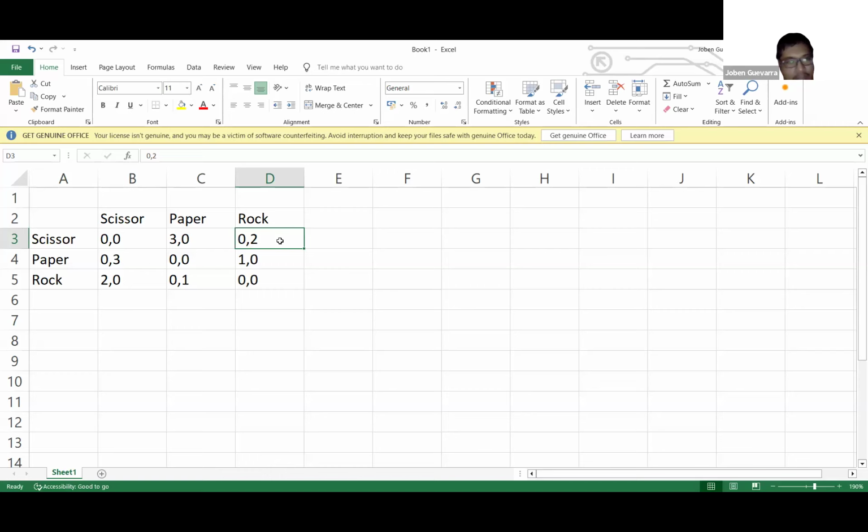Then if you win by rock, you will get 2 points. Then we can see the diagonals are all zero since they are draws, and both of them get zero. It's almost like an identity matrix or symmetric. Yes, symmetric. So just the diagonal is the symmetric points. Very good, Joven.